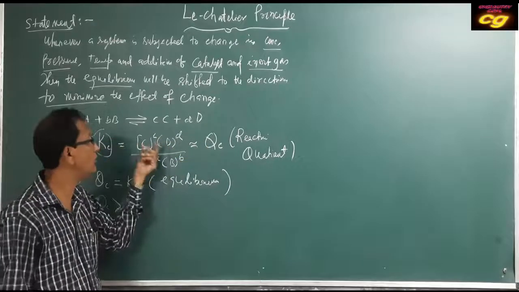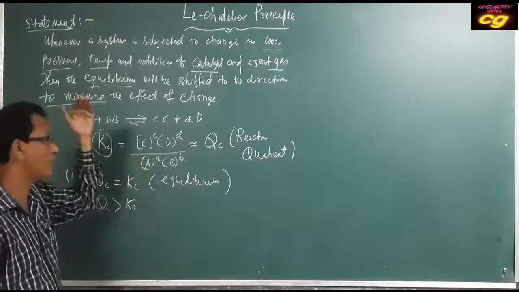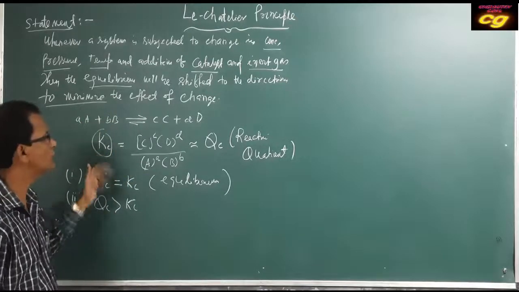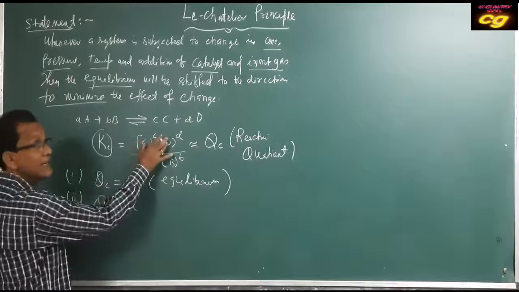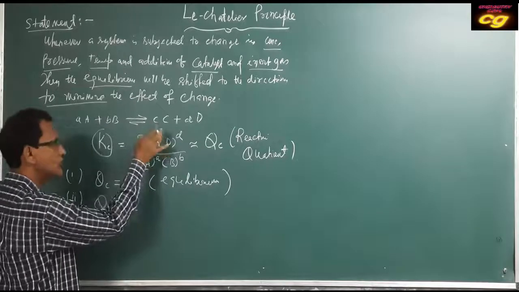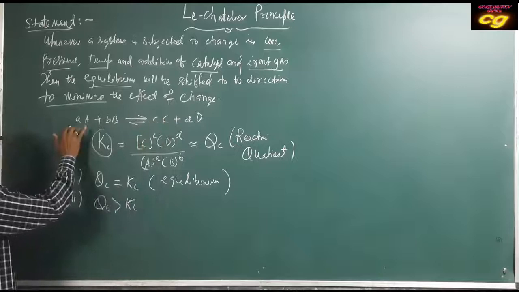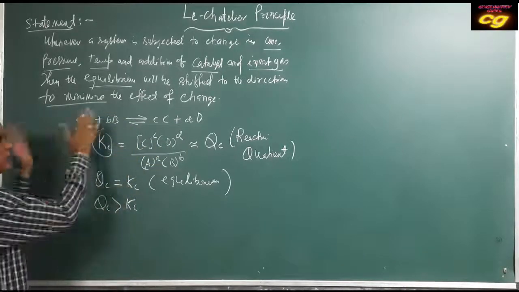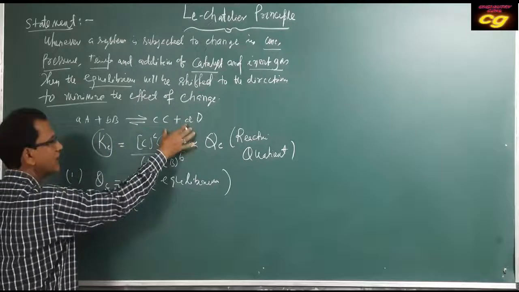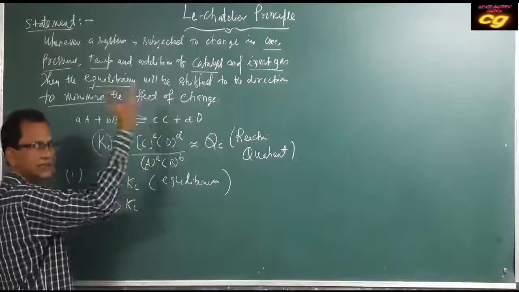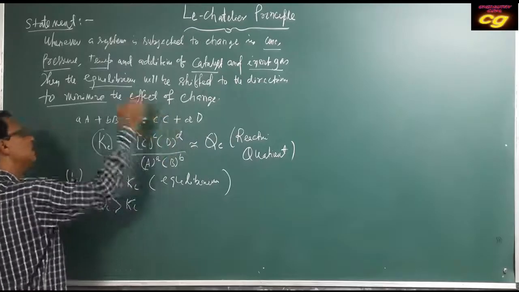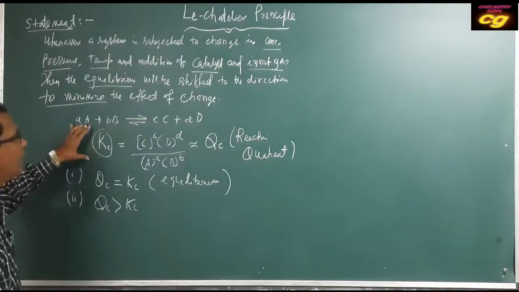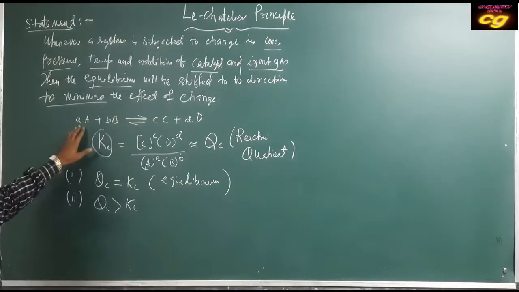When Qc is more, then to bring back the same Kc value, what happens? The increased CD will be consumed to give the reactants. So when CD is increased on the product side, the increased CD will again be consumed to give A and B, that means reactant. That's why equilibrium is shifted towards the backward direction.